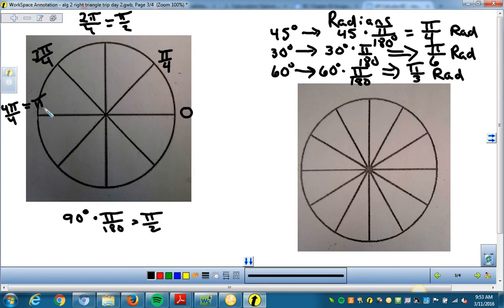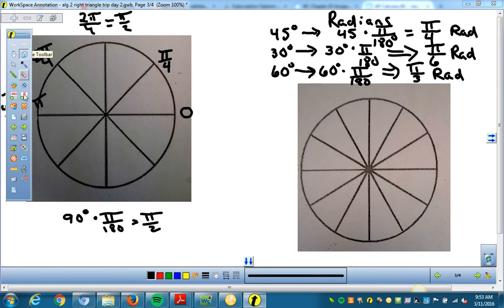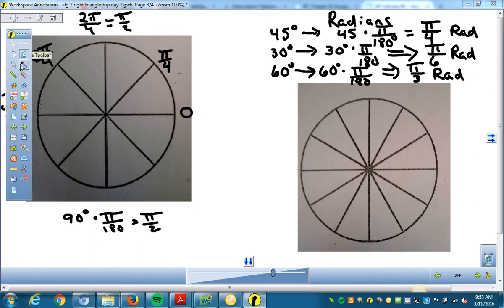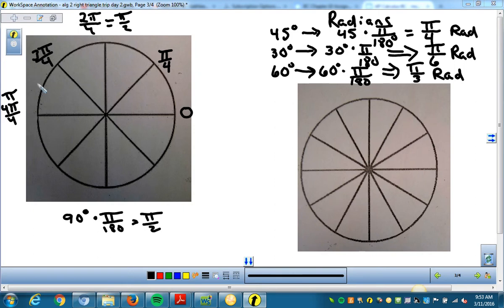Pi fourths one more time. So 4 pi fourths, what's in the 4 over? Pi. The fours cancel out, and that is equal to pi.